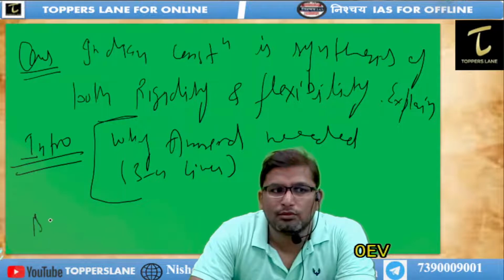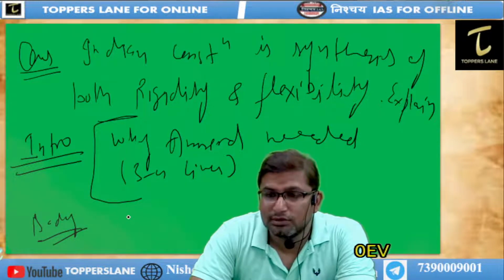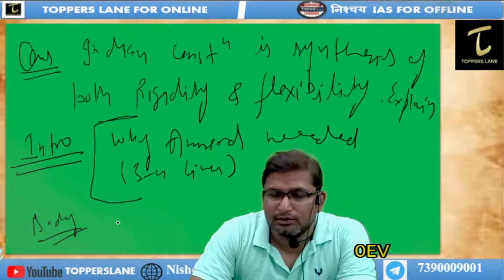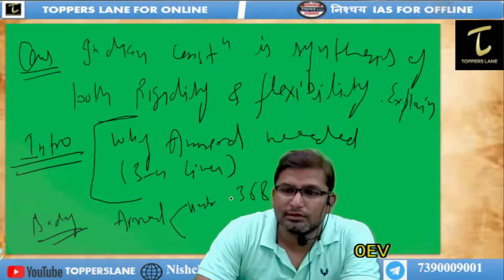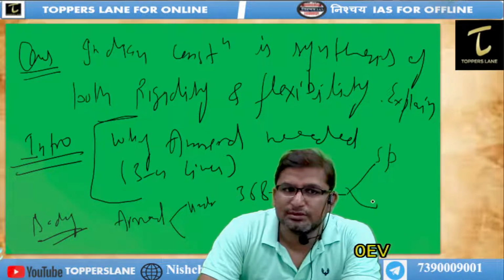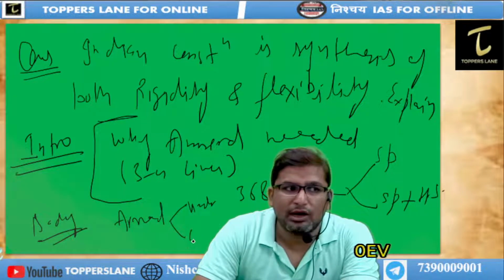Then come to the body. In the body you will have to tell how it is a combination of both flexibility and rigidity. So write amendment under Article 368. Clear? And then in 368, two types. First special majority, second special majority plus half of the states. And then outside 368.